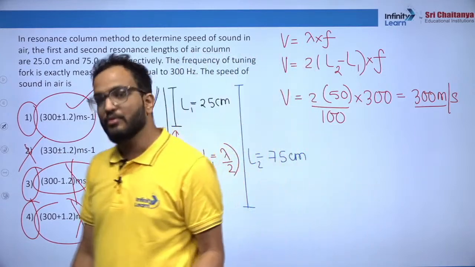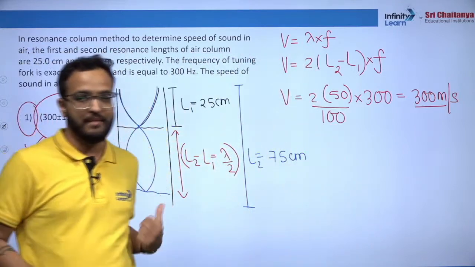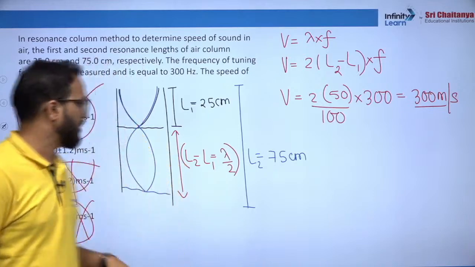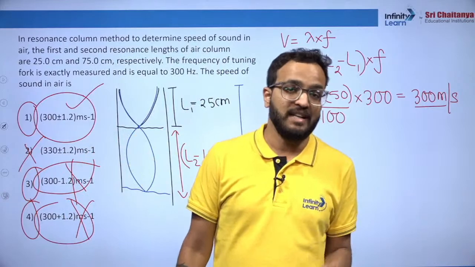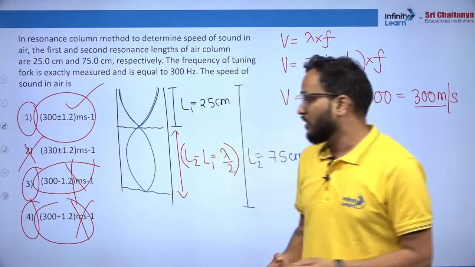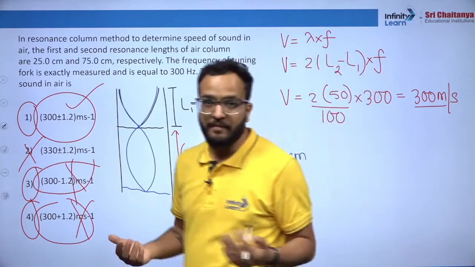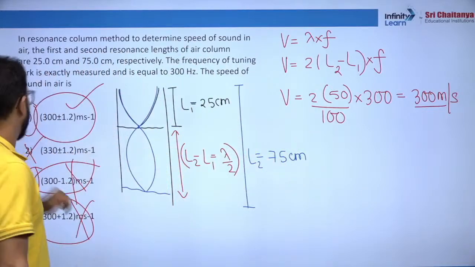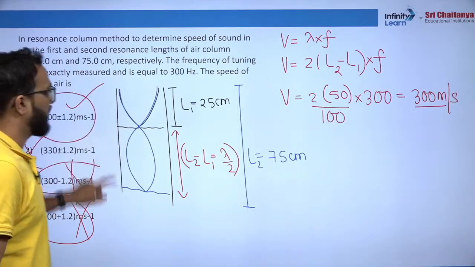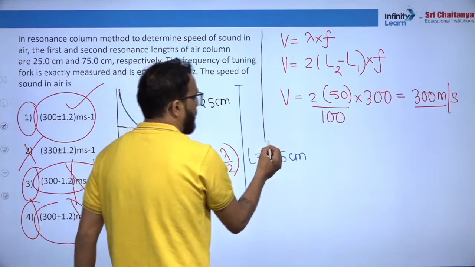But in case, suppose in the examination this kind of question comes and the options are different. Suppose they tell you 300 plus minus 1.2, 300 plus minus 0.6, right? Or 300 plus minus 0.3. So they can give you options like this also. Then how do you solve it? Let's begin with the method of finding the error.